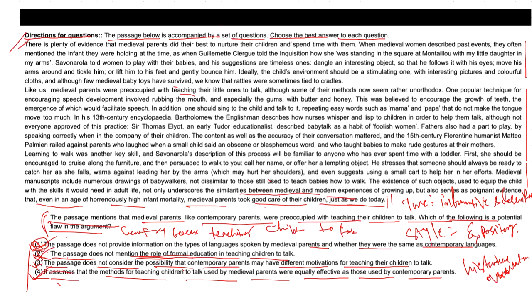So out of them, we can find that option 4 will be appropriate because it assumes that the methods for teaching children to talk used by medieval parents were equally effective as those used by contemporary parents. So this could be called an appropriate answer to the question which has been asked here.